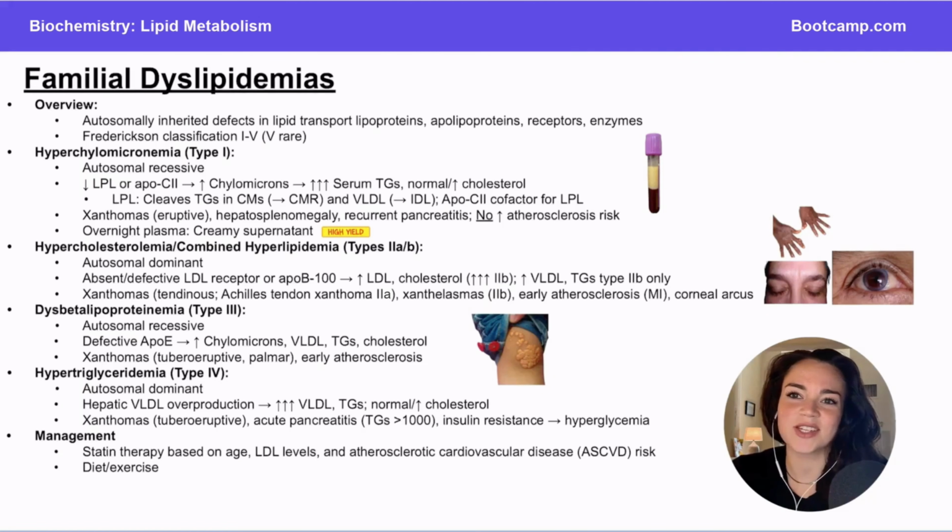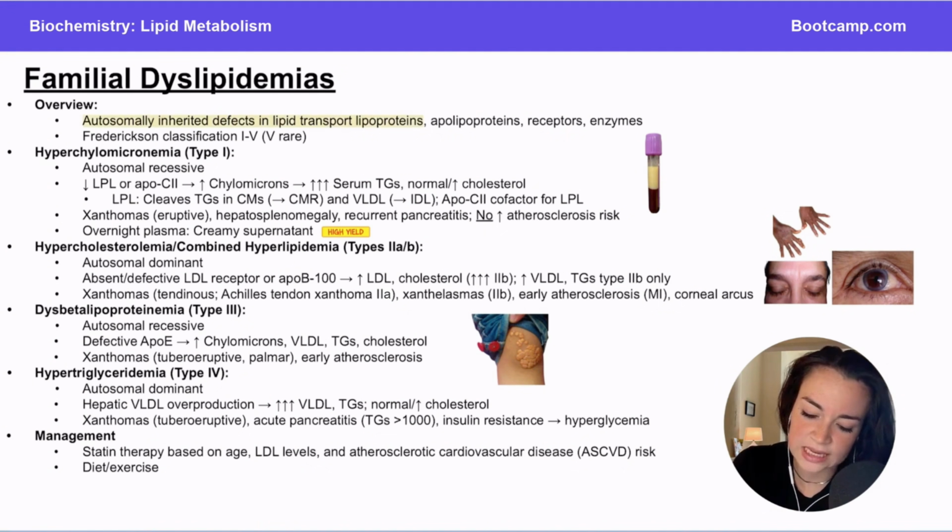Hi everyone, my name is Paige and thank you so much for joining me for our lesson on familial dyslipidemias. Now we're going to talk about some inborn errors of lipid metabolism and lipid transport, which are the familial dyslipidemias. So these are autosomally inherited defects in lipid transport lipoproteins, apolipoproteins, receptors, or enzymes.